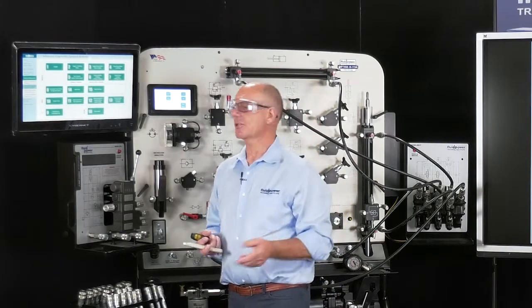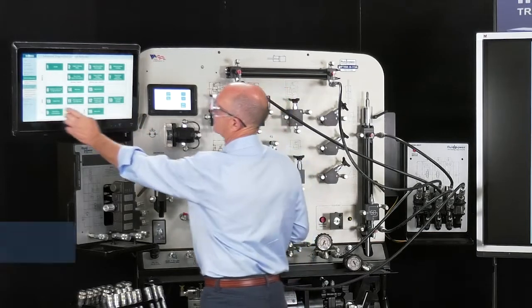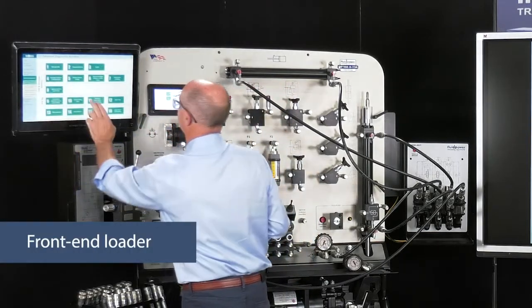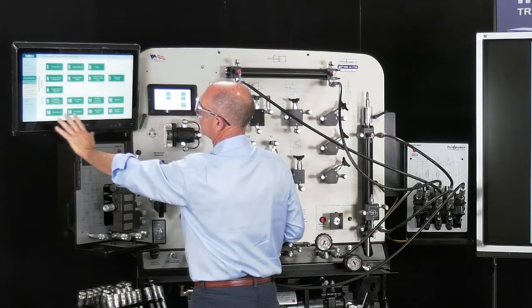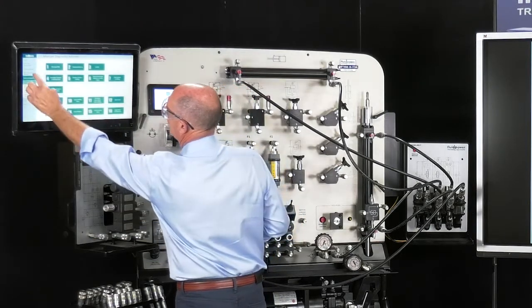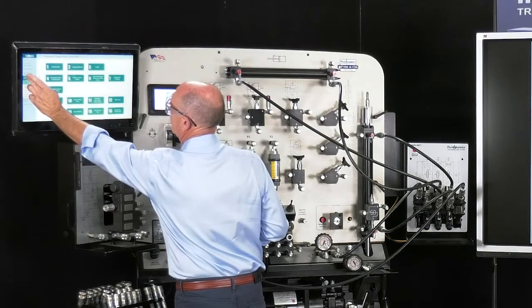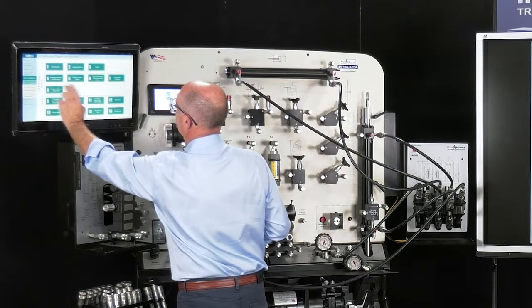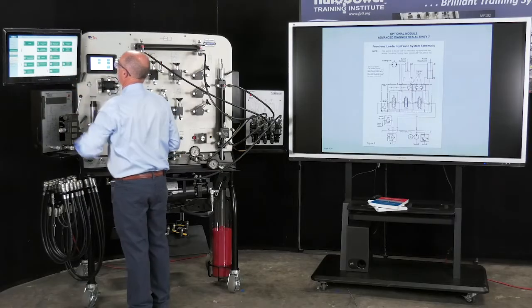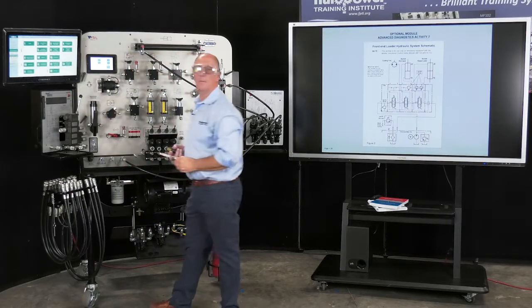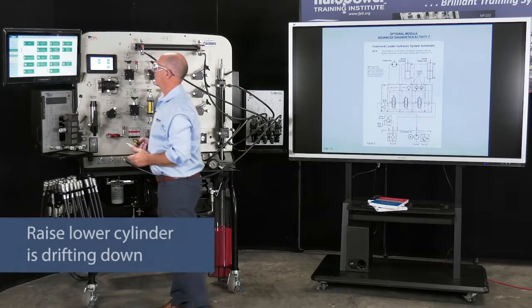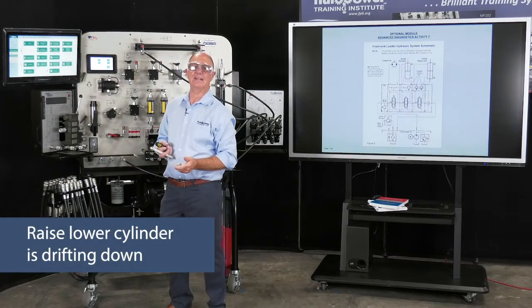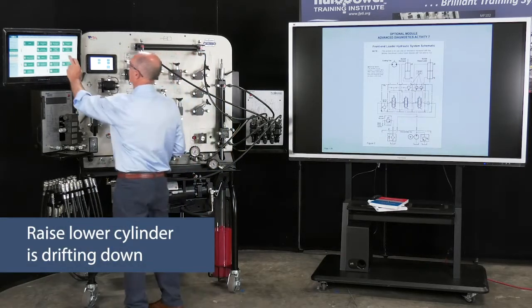So what I'm going to select is the front end loader, and of course I've got all these different machines. Like I said, there's even a drill in here, and I've got a number of activities. So as we can see, I've got the front end loader here, and I have the problem, which is problem number 7, which says the raised lower cylinder is drifting down. All right, let's select that.